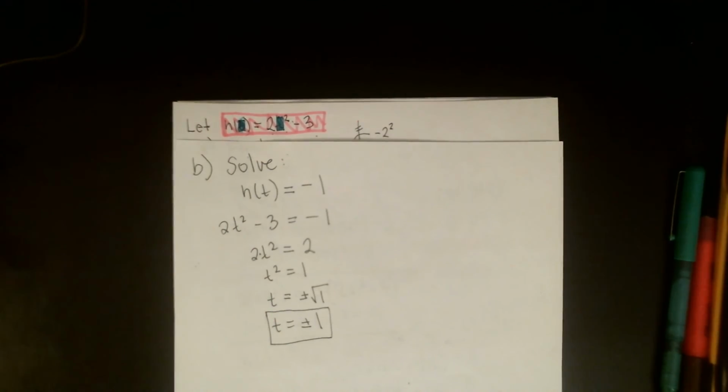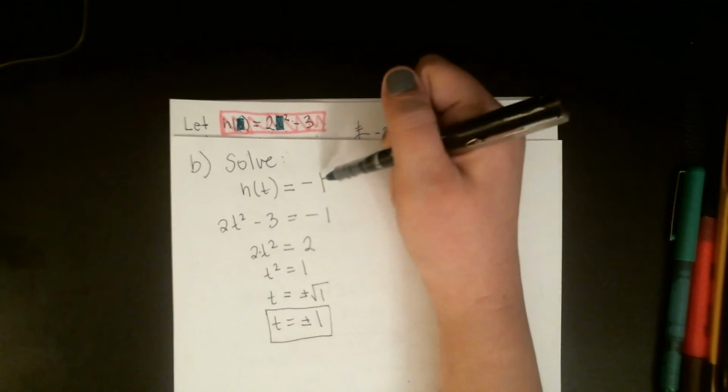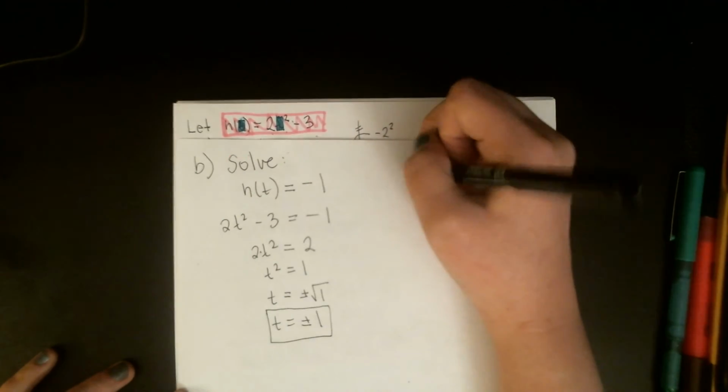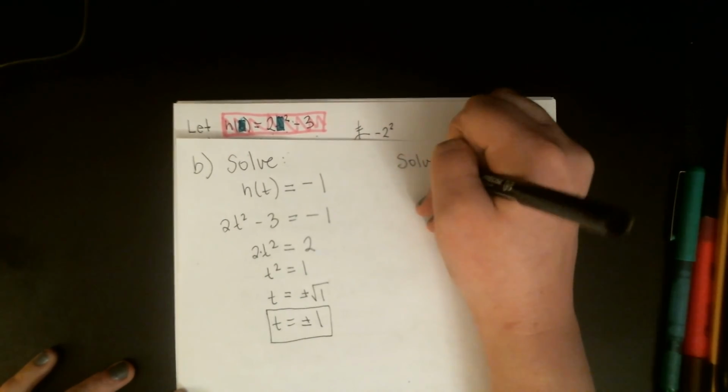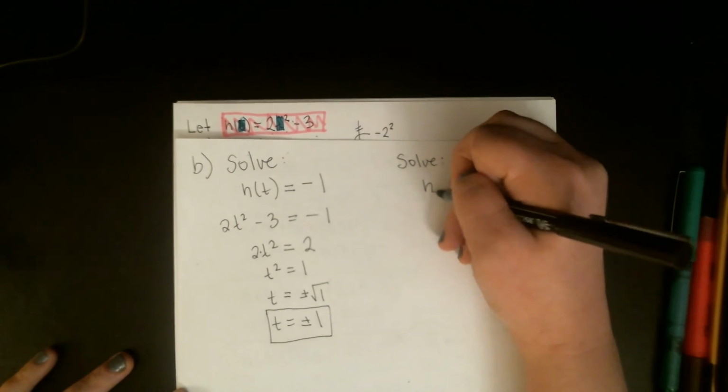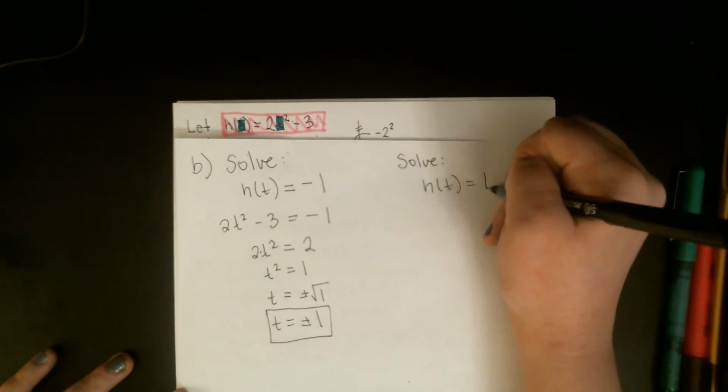If you want to go back and check and make sure that you didn't make any mistakes, excellent. Go back and plug in 1 and -1 to your function and make sure you really do get -1 out. Okay, one last solve and then we'll be done with this one. We could also solve h of t equal to t.